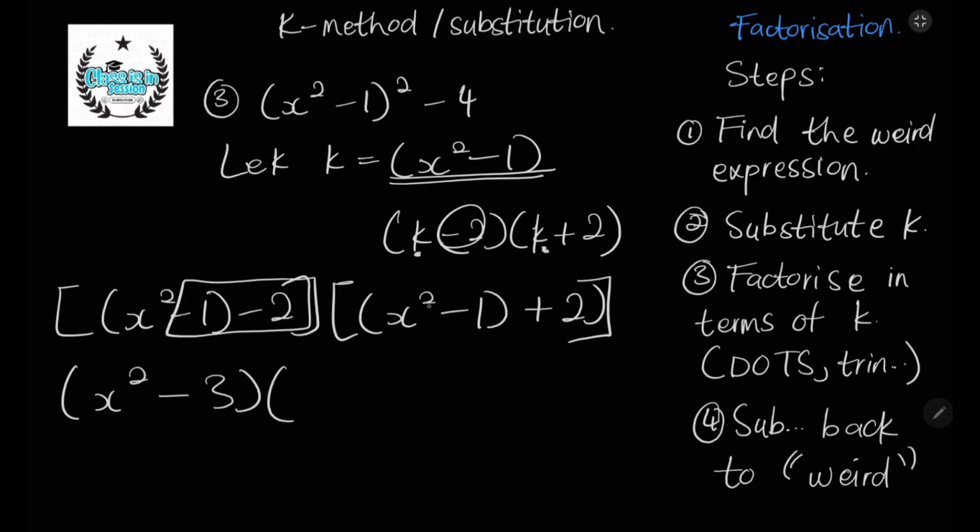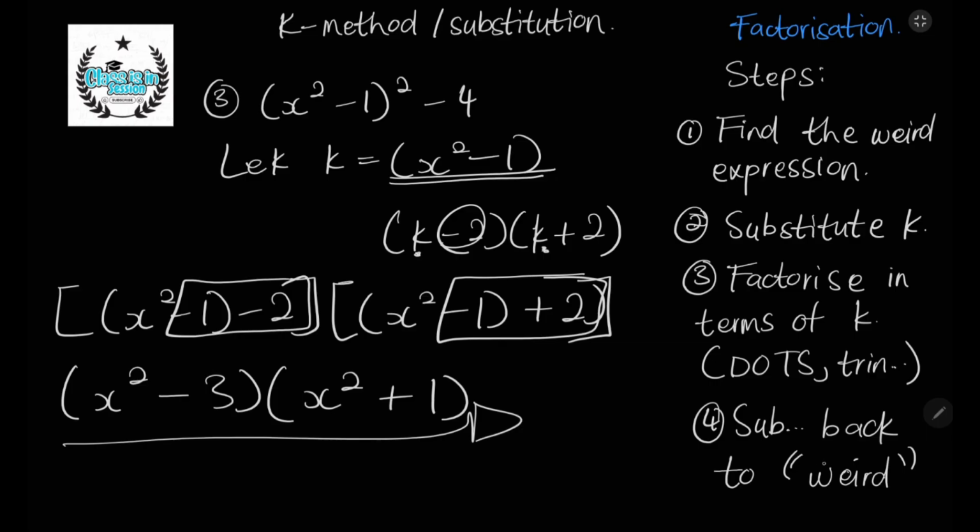In the second bracket, you have x squared minus 1 plus 2. So x squared minus 1 plus 2, which is positive 1. So our final answer is x squared minus 3 times x squared plus 1.